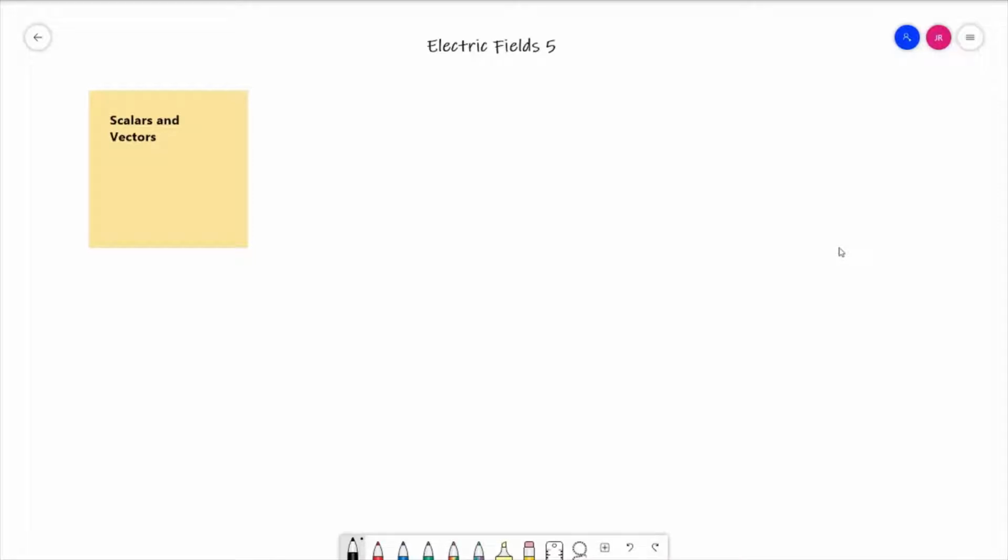Last lesson was more of a mathematical lesson. We looked at how to treat scalars and vectors differently mathematically. We're not really going to summarise that too much at the start of this lesson. We'll just move on to what we're going to do today.